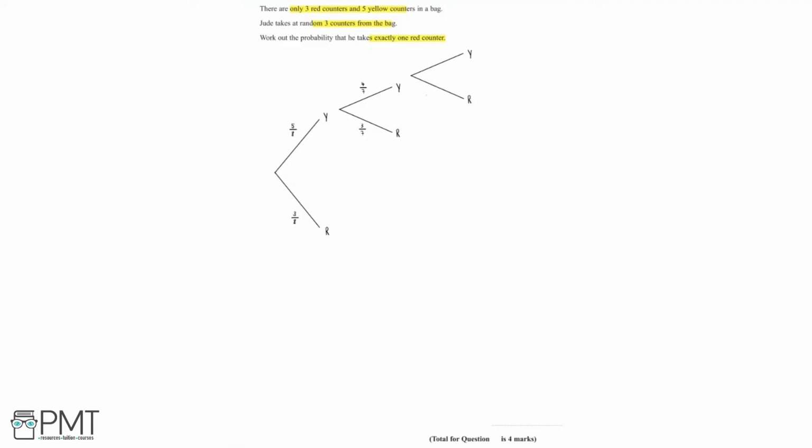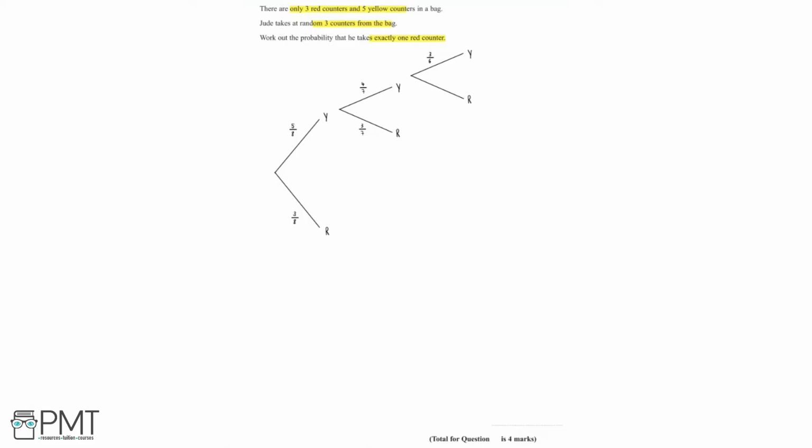Now if he takes a yellow counter on the first and second goes, that means we only have 3 yellow counters left. And on the third time he picks, he'll have 6 counters left in total, because there were 8 to begin with, and he's already taken 2. And so the probability of taking a yellow counter the third time would be equal to 3 out of 6.